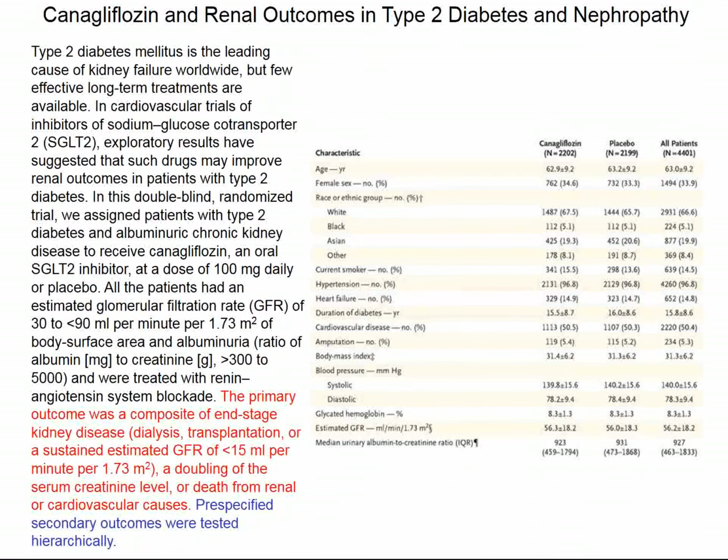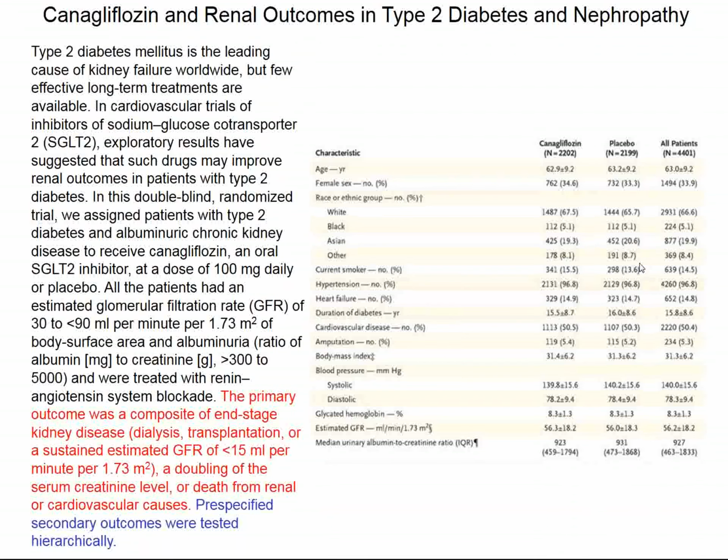But there were secondary outcomes related to cardiovascular disease endpoints that I'm going to show you in a moment. Now, this study was stopped prematurely because of a positive result. And if we look at these patients, they're the age that we would expect type 2 diabetic patients with complications to be. And various ethnic groups are represented, although most of these patients were white Caucasians.